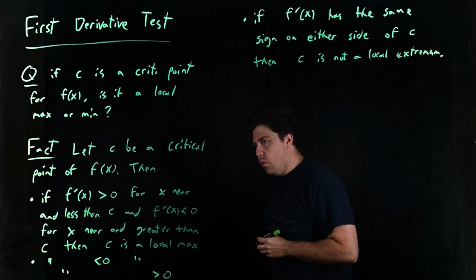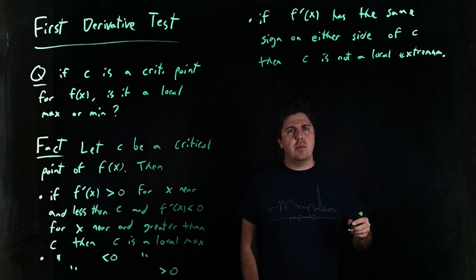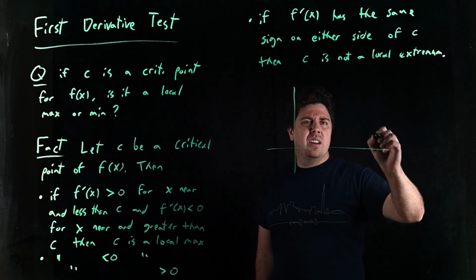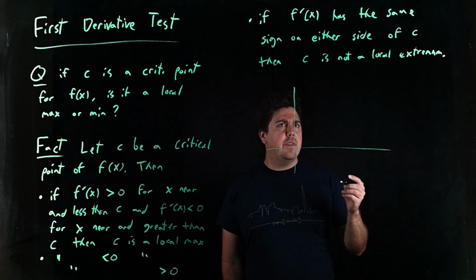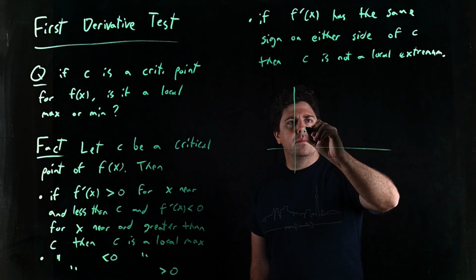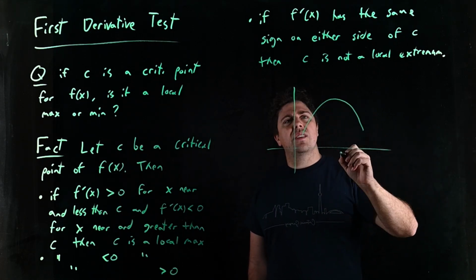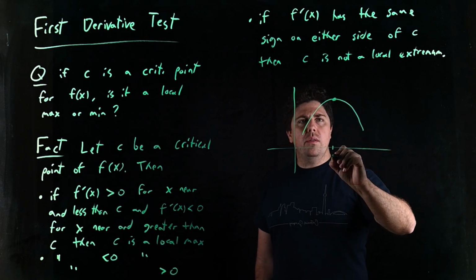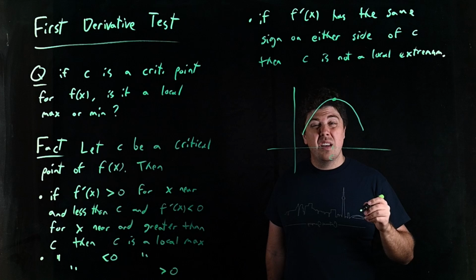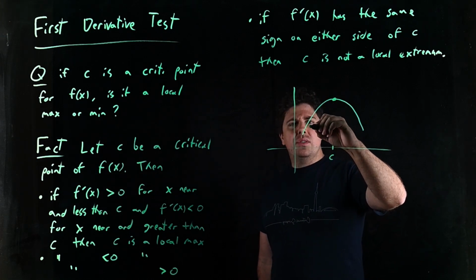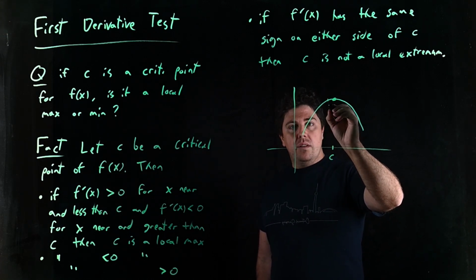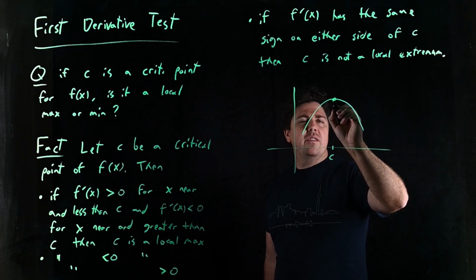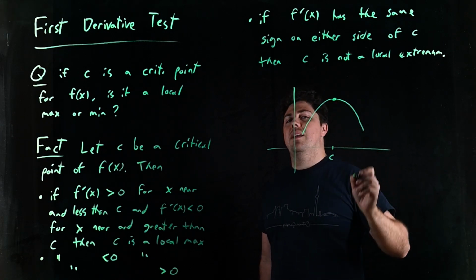All right, this is a lot of words. Let's draw some pictures to talk about how this works. So, let's draw out a picture of a local maximum. Well, it's going to look something like this. And what happens? Well, C is a critical point. Before C, we see that the derivative of this function is going to be positive. It's going to go positive, positive, positive before C, and then it's going to start being negative.